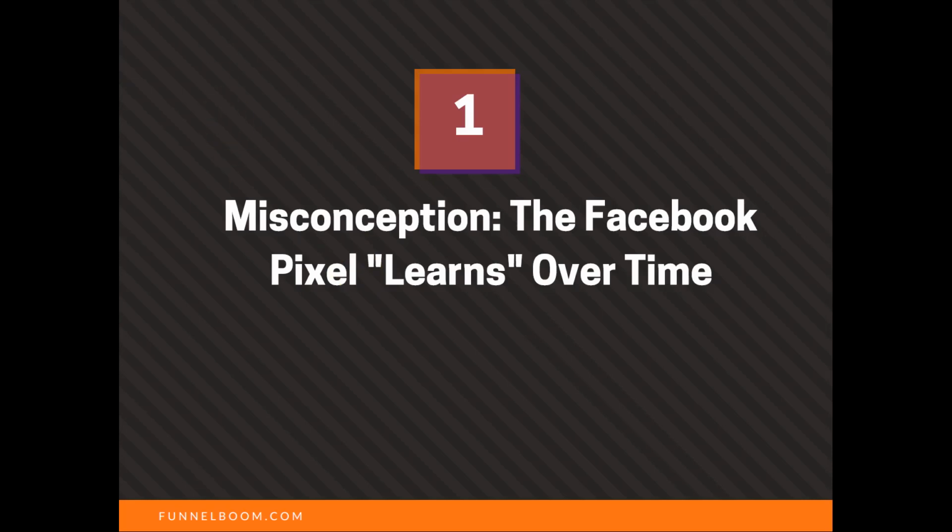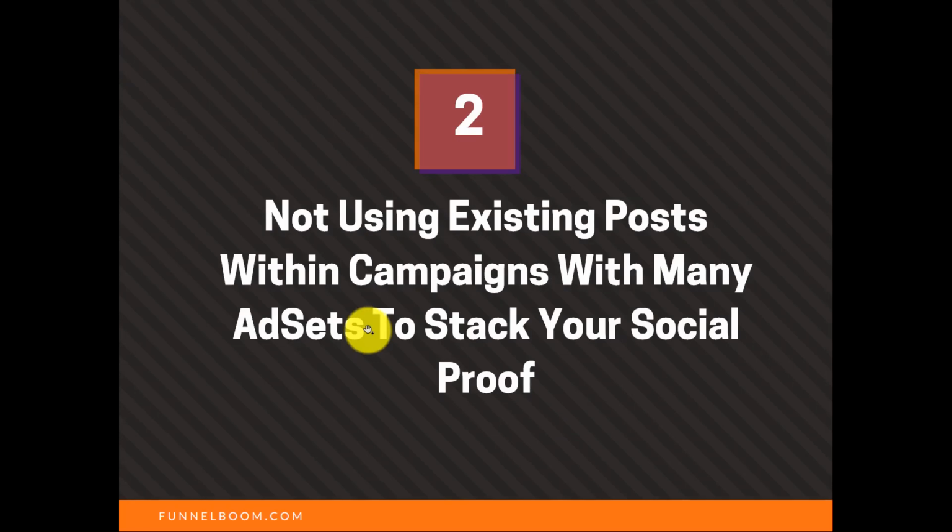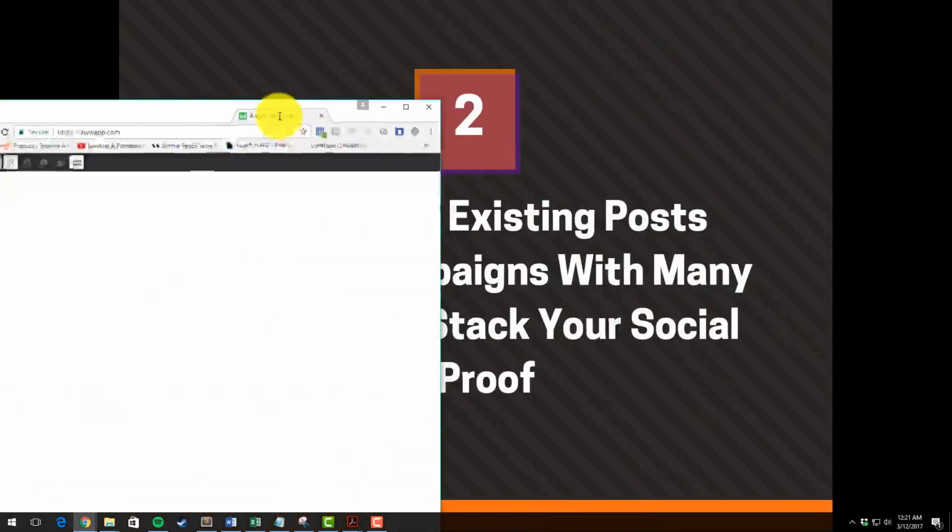Let's see, number 2, not using existing posts within campaigns with many ad sets to stack your social proof. All right, now this is probably not too clear from the way I've worded it here, but basically what I'm talking about is if you have a campaign, if you create a campaign in Power Editor, so we have our campaign, and then we're going to have many ad sets in that campaign.